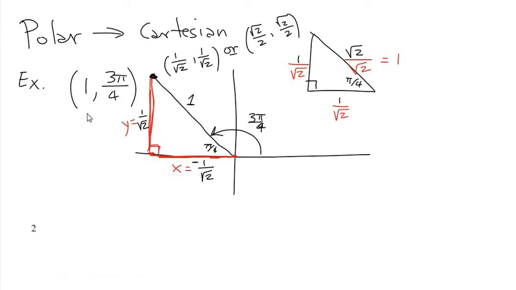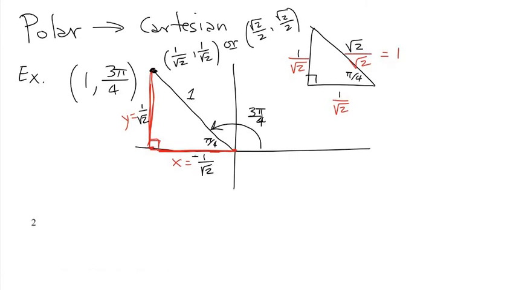All right, so going from polar to Cartesian, we're using much the same technique, right? We draw a diagram, we get a triangle to work with, and we figure out, in this case, the two missing legs. That's what we're always going to be missing when we're going to Cartesian. Let's try another one. Let's try one with a negative radius. How about (-1, 3 pi over 4)?